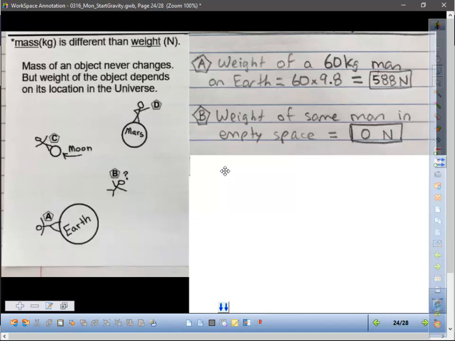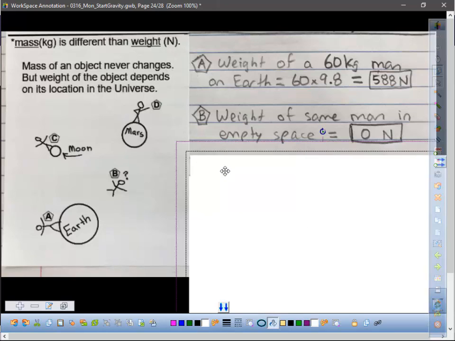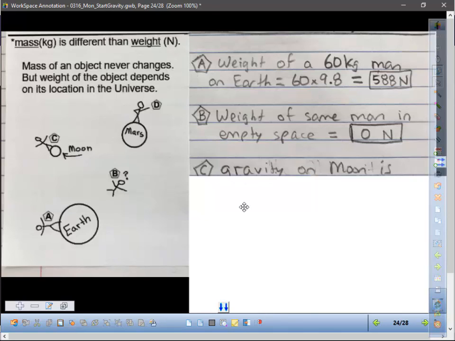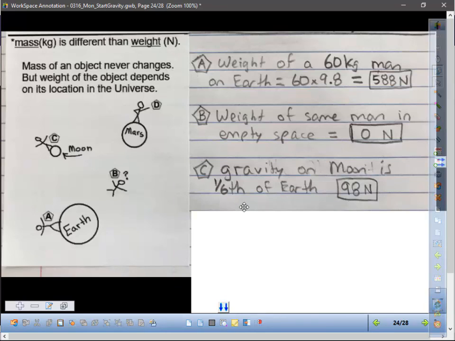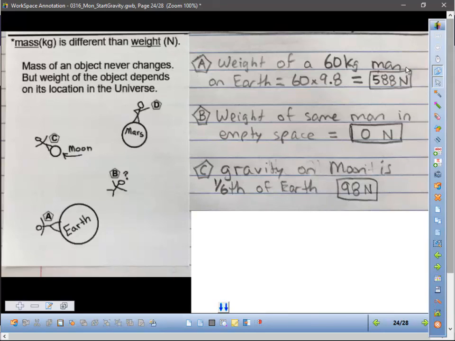All right, so now let's figure out the weight of the same guy on the moon. Now the gravity on the moon is 1/6 of the gravity on Earth. So 588 newtons divided by 6 is 98 newtons. So his weight will be 98 newtons on the moon, 1/6 of Earth.